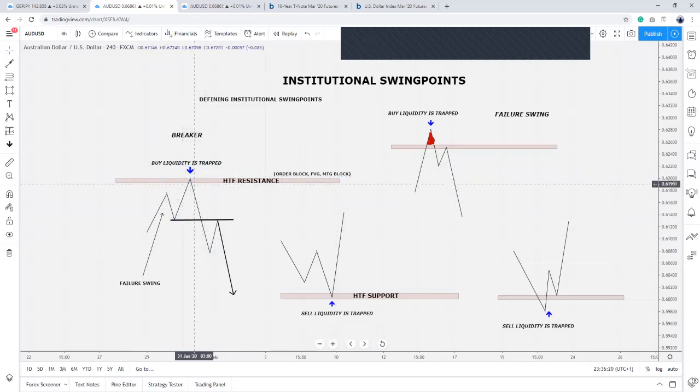You want to see a quick reaction of that level and then a break lower. So the same thing applies for the buy side. So that, guys, is the anatomy of the breakout pattern in the marketplace as regards to institutional trading.